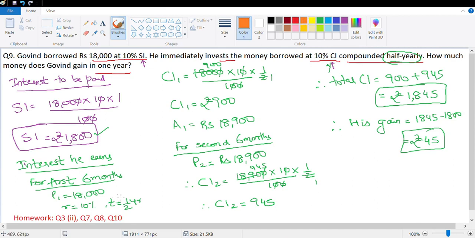I have marked a couple of homework questions, question 3 part 2, question 7, question 8 and question 10. You please solve these questions.